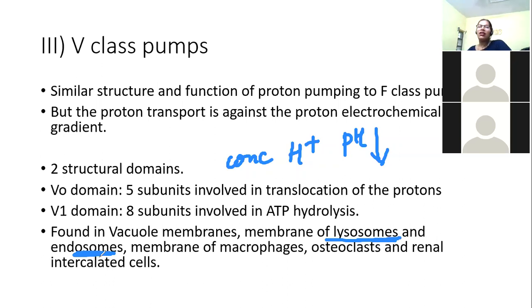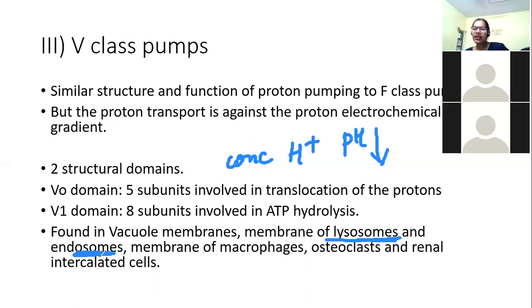Now, according to the requirement of the cell, if the proteases need to be activated, then what happens? The lysosomes will start decreasing the pH. Decreasing pH means becoming acidic, and these proteases get active. That's how many of your enzymes get activated, like during our hunger.